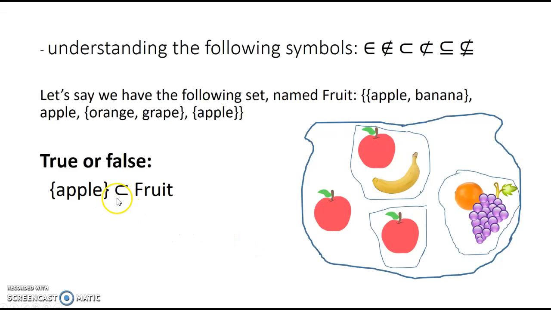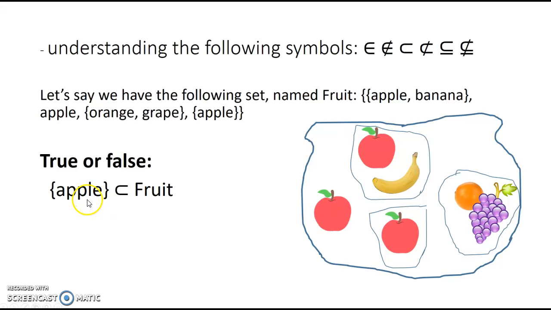Is the set containing apple a proper subset? Now this is a proper subset symbol. Notice it's very similar to the subset symbol, except it doesn't have that line. You can think of that line as being an equal sign. So this is proper subset or equal to, and this is just proper subset. It's kind of like less than or equal to and less than. It's very similar to that.